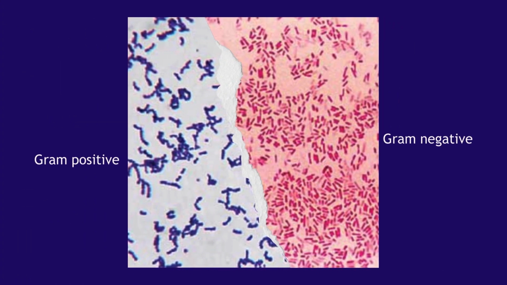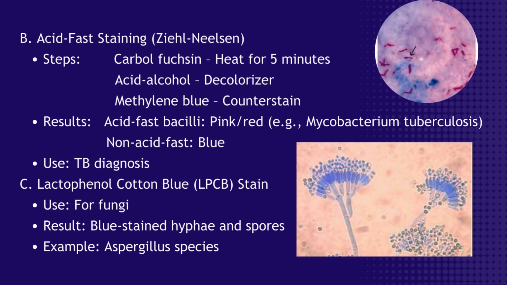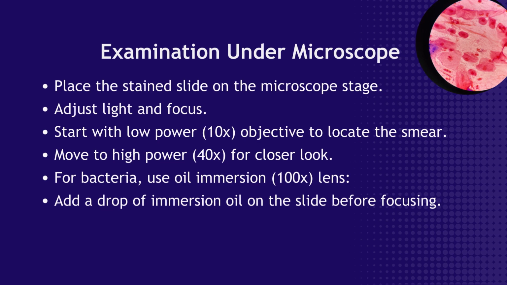Acid-fast staining, Ziehl-Neelsen. Steps: carbol fuchsin, heat for 5 minutes; acid alcohol, decolorizer; methylene blue, counterstain. Results: acid-fast bacilli, pink-red, e.g. Mycobacterium tuberculosis; non-acid fast, blue. Use: TB diagnosis. Lactophenol cotton blue, LPCB stain, used for fungi. Result: blue-stained hyphae and spores. Example: Aspergillus species.